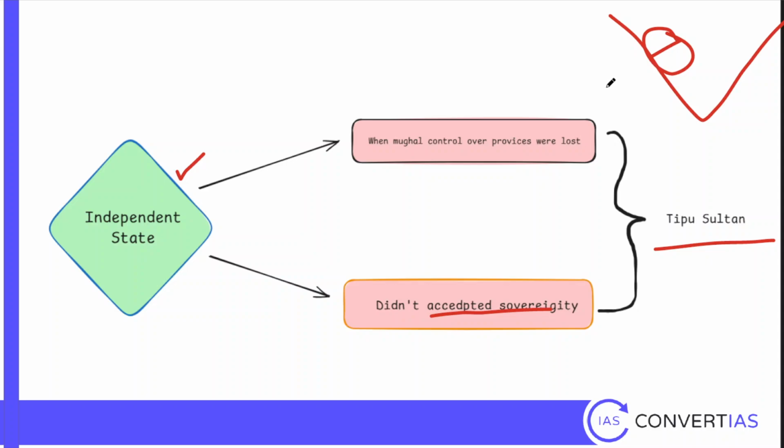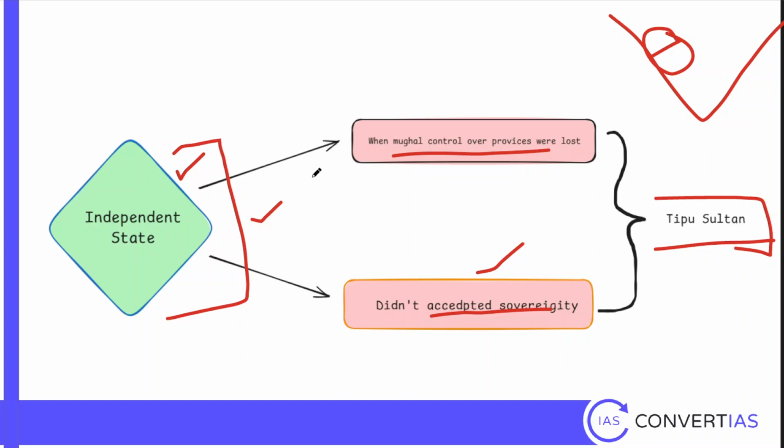But these independent states come up as separate and powerful entities when the Mughals lose their power. That's the relation. If they came up in any other time period, say before the 15th century, then we don't call them in this category. They are a separate entity. But they come up due to the disintegration, and they don't accept the sovereignty. And a typical example of this, you can always remember Tipu Sultan or Hyder Ali. And that's the independent state.